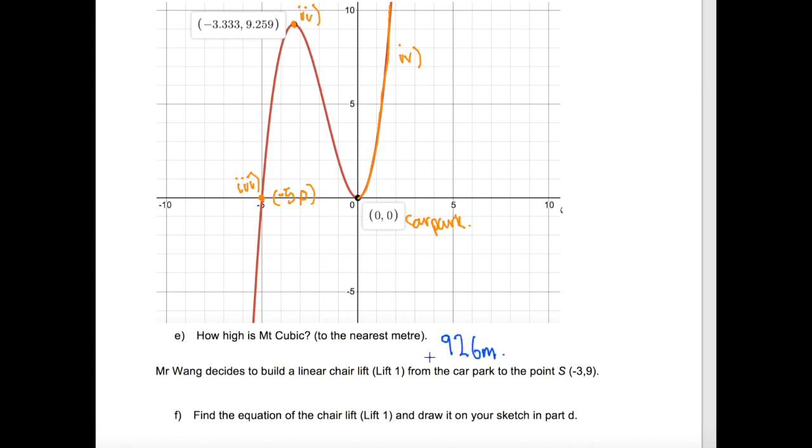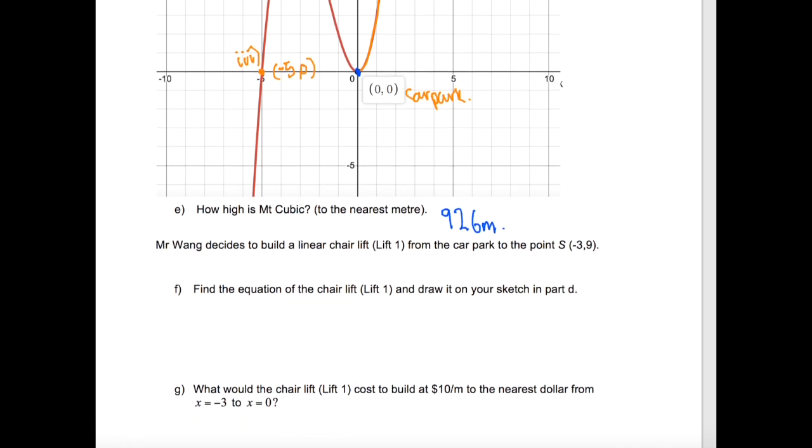Mr. Wang decides to build a linear chairlift from the car park to the point (-3, 9). Okay, (-3, 9): 1, 2, 3, -3, and 9: 1, 2, 3, 4, 5, 6, 7, 8, 9. So it's there, just below the summit, from the car park.